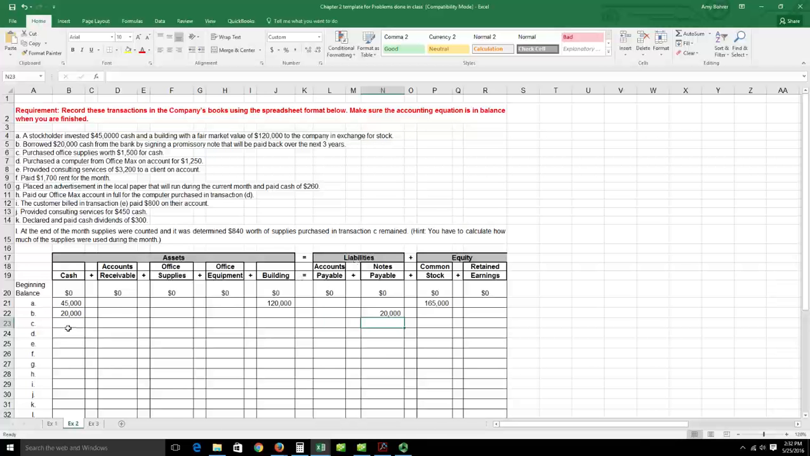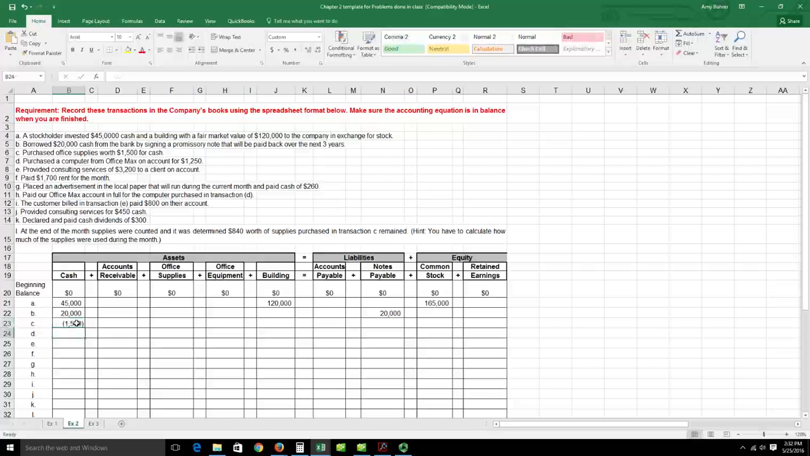Okay. The C says we purchased office supplies worth $1,500 for cash. So in this case, I'm only affecting this side of the accounting equation, right? Because I've got two assets. I've got supplies and cash. I was on the wrong line. So my cash is going to be going down because we paid for this with cash. So I have to enter that as a negative amount.